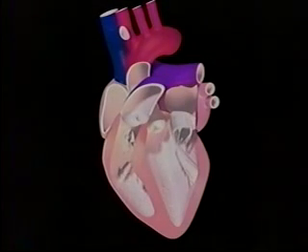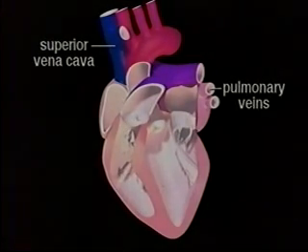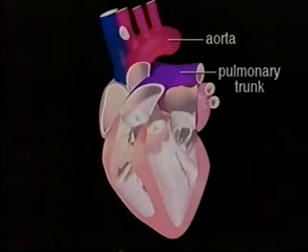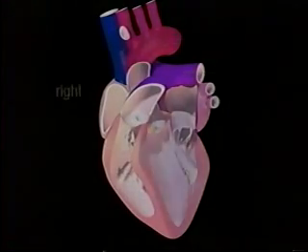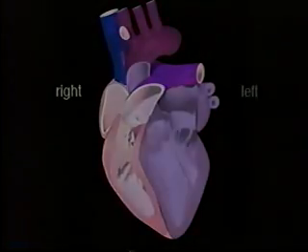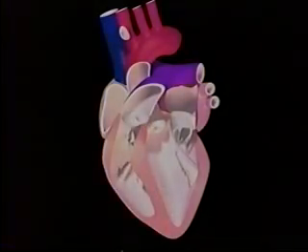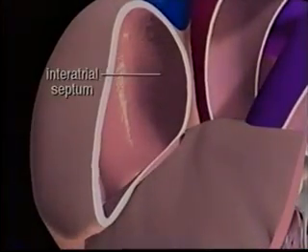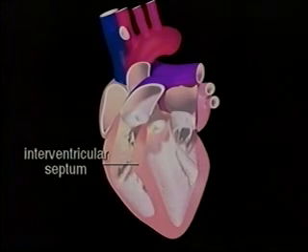Blood enters the heart through the large veins, which empty into the thin-walled atria. Blood leaves the ventricles in large arteries, which carry blood away from the heart. You can think of the heart as 2 separate pumps operating side by side within 1 organ. A thin interatrial septum separates the 2 atria, and a thick interventricular septum separates the 2 ventricles.